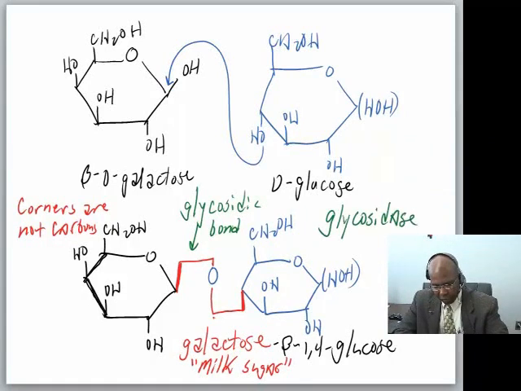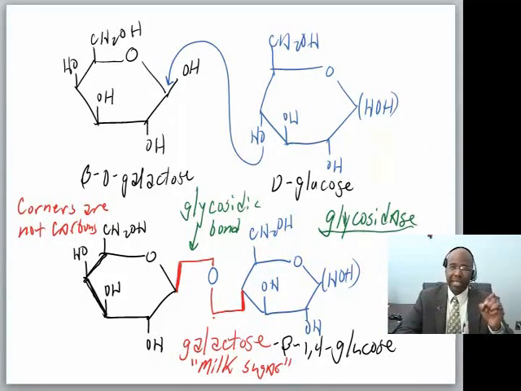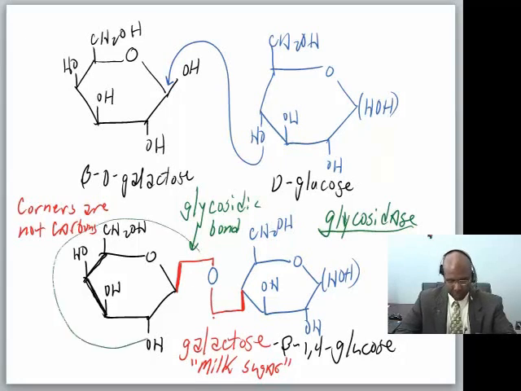That would be the name of the general enzyme that breaks this bond. Now, this disaccharide here is a glucosyl galactoside. And so it's this sugar. The first sugar in the bond is what you name the glycoside after. And so this is a galactoside.